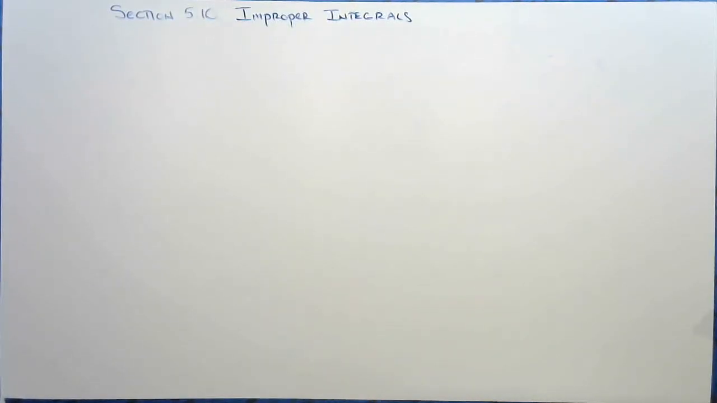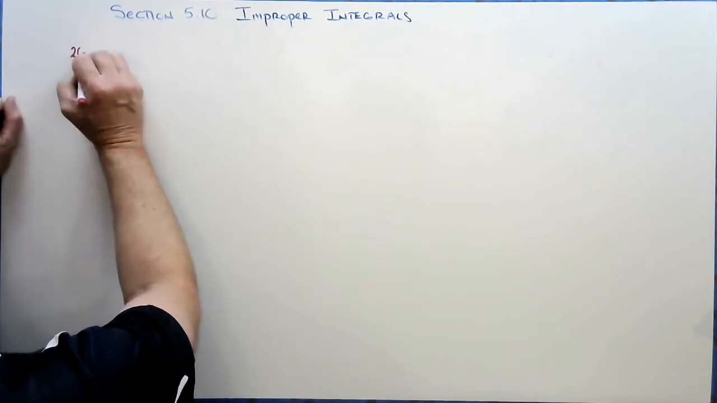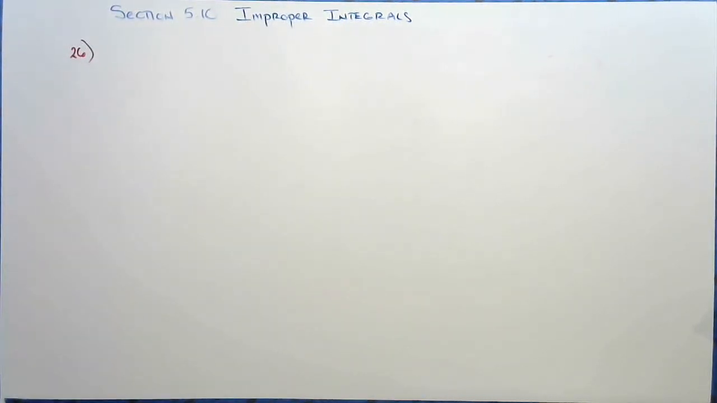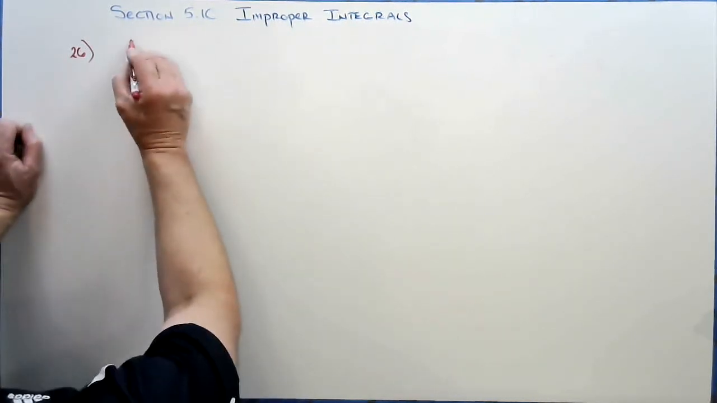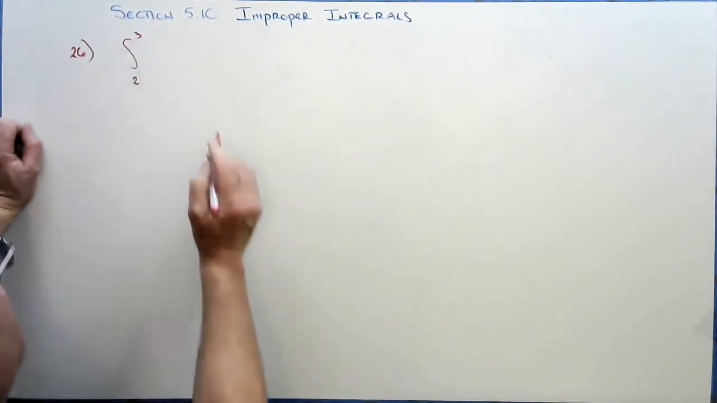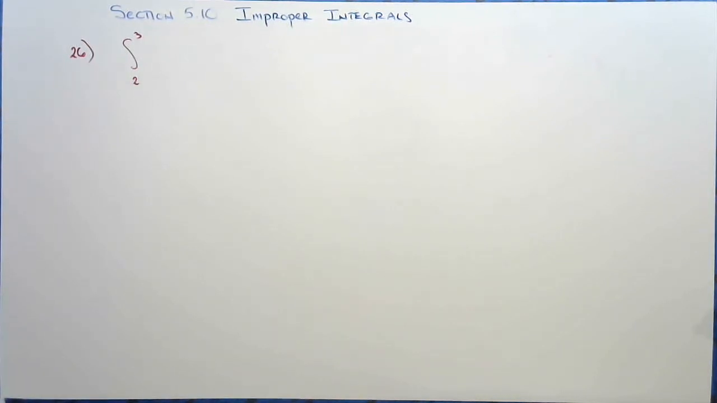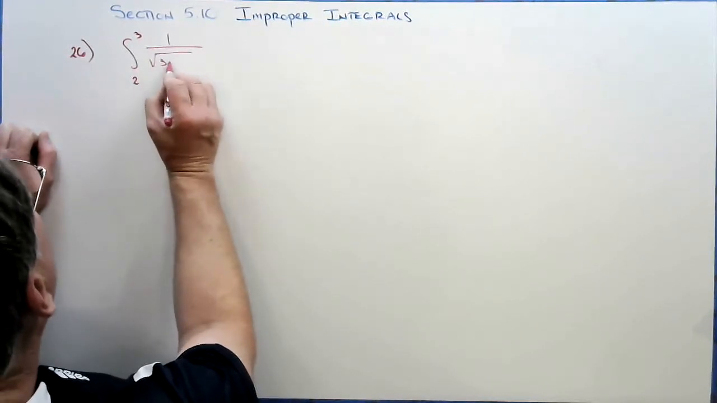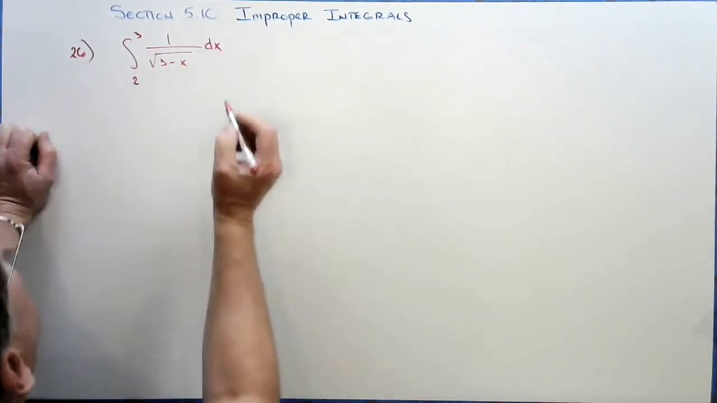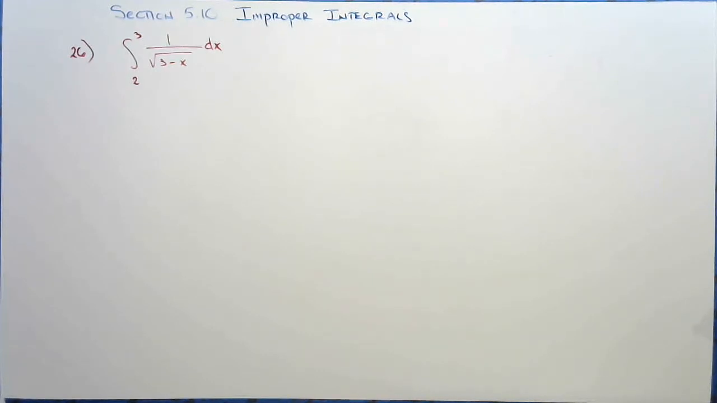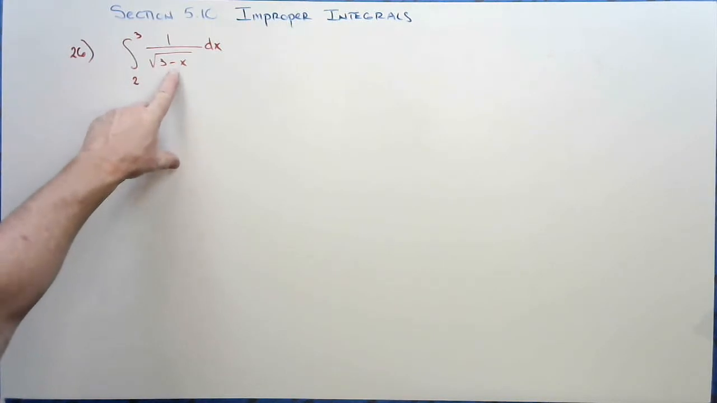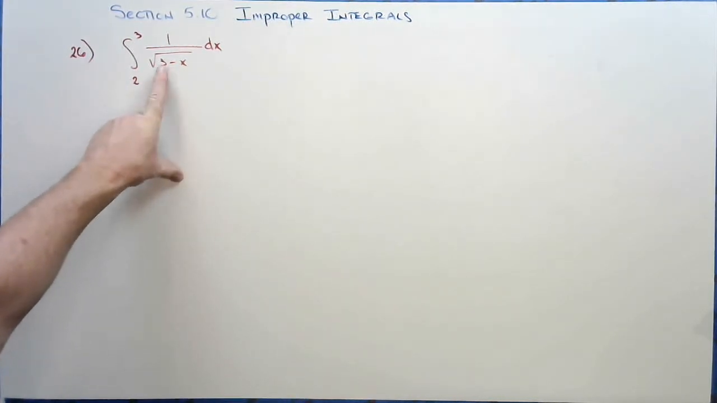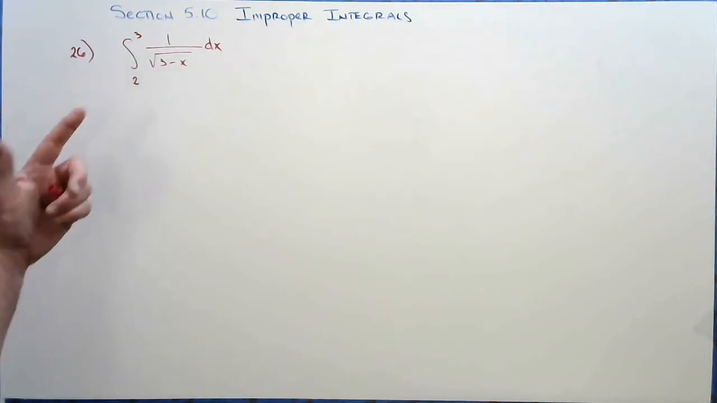Next, I'll work on problem 26. Problem 26 is the integral from 2 to 3 of 1 over 3 minus x to the 1/2, or 1 over the square root of 3 minus x dx. Now that function is undefined at 3, right? If we put a 3 into that function, which is our upper bound, we're going to have 3 minus 3, that's 0. The square root of 0 is 0. 1 divided by 0 is undefined.